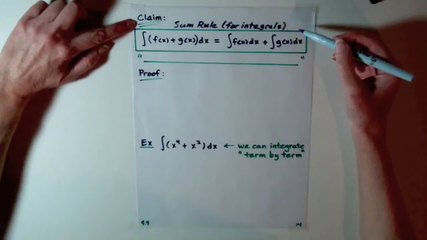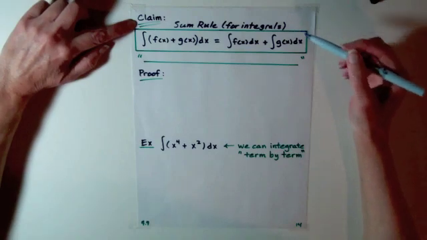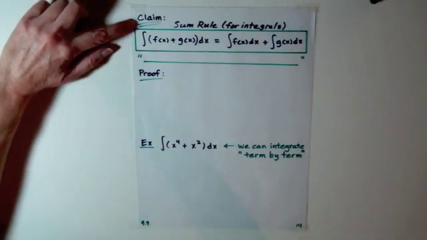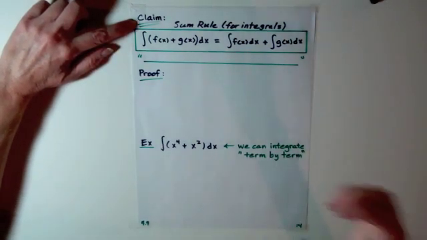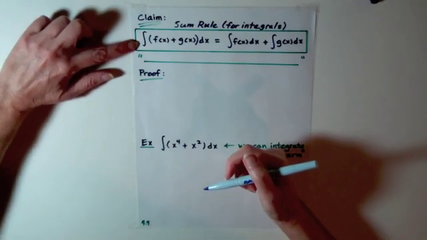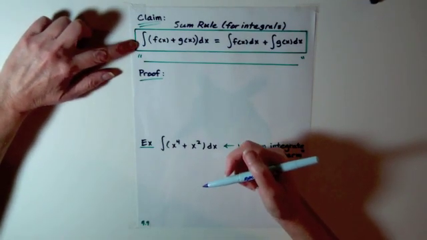You might remember that when we were talking about derivatives, we said that the derivative of a sum of two functions is the same as the sum of the individual derivatives. Eventually, we learned to call that differentiation term by term. So we could differentiate each term separately and just add those together. So I claim that the same rule holds for integrals.